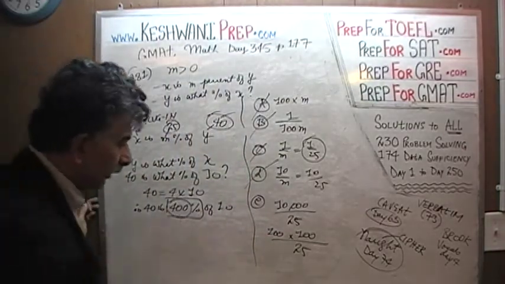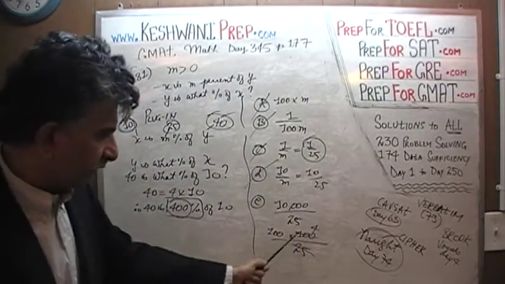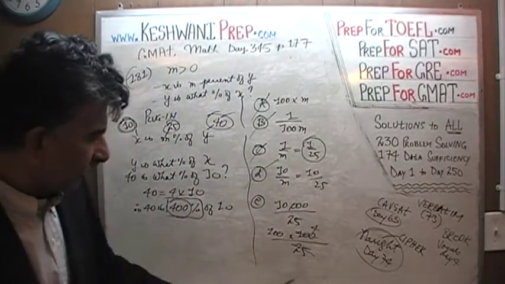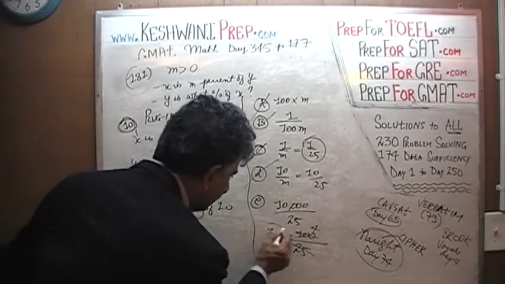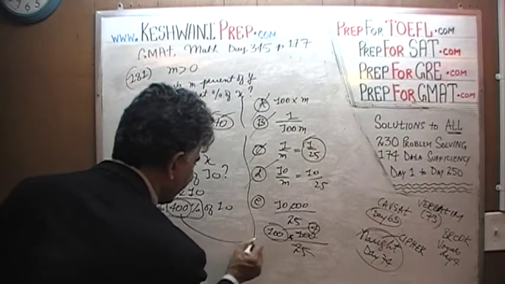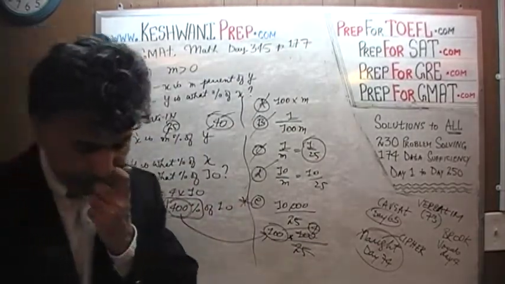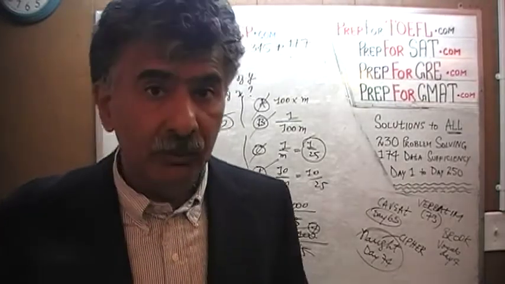which is 400. Divide top and bottom by 25, which is why we broke it up, because it's easy to see 100 is 4 times 25. So now we have 100 times 4. 100 times 4 is 400, exactly what we're looking for. The answer is E. So this is one way of doing it.